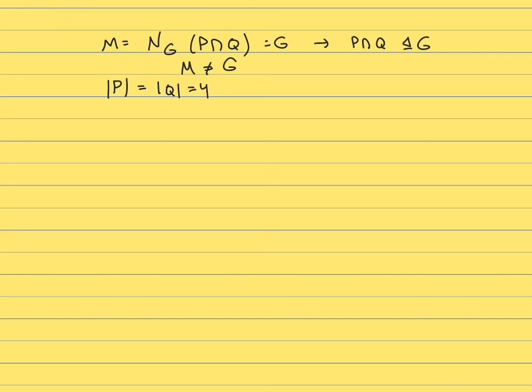Well, let's let M be this normalizer in G of this non-trivial intersection. Because we note, of course, if this thing were all of G, then that would imply that P intersect Q is a normal subgroup. But of course, we're assuming our group is simple, so it must be the case that M is not G. Since P and Q both have order 4, they are actually abelian groups because there's only 2 groups up to isomorphism of order 4.